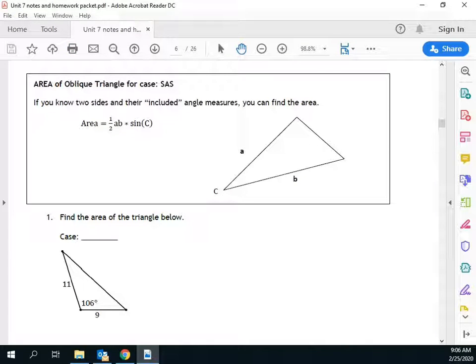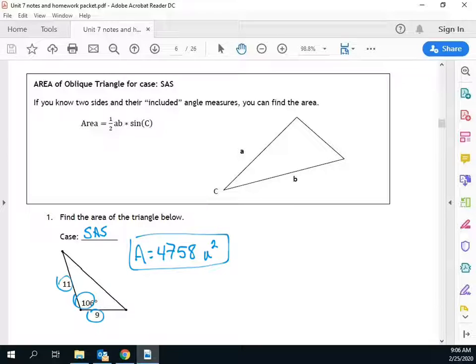All right, so as you can see here, we have our angle side angle. And if you go ahead and finish this off, so the sine of 106. And make sure your calculator's in what mode, guys? Degree. Degree is right. So you get the area is equal to 47.58 units squared. Like I said, best case scenario is they give you side angle side, plug in the formula, and you're done.